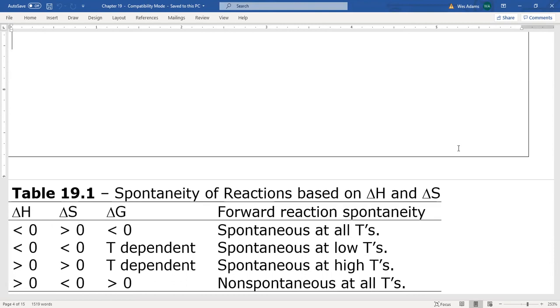If delta H is negative and delta S is negative, we have conflicting things because the enthalpy is favorable, but the entropy isn't. So it'll be spontaneous at low temperatures. If the delta H is positive, not a favorable condition, but the delta S is positive, a favorable condition, again, it's temperature dependent, and it'll be spontaneous at high temperatures where the entropy will dominate.